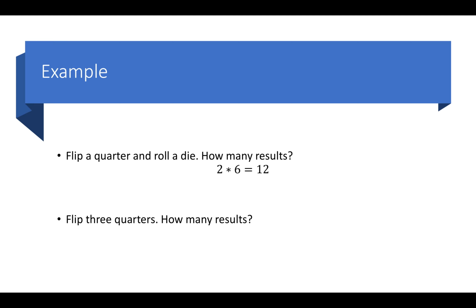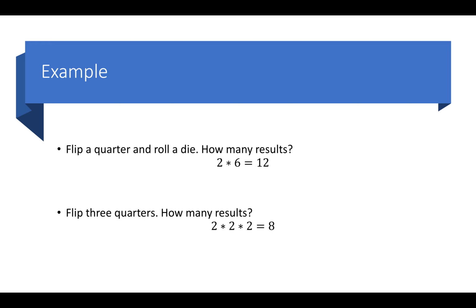Flip the first, flip the second, flip the third. Each of them in turn, each flip of the quarter, there's two possibilities that can happen. So overall, 2 times 2 times 2, 8 possibilities. And again, I could go through and write down the sample space for flipping 3 quarters, and I would see there are 8 possibilities there.